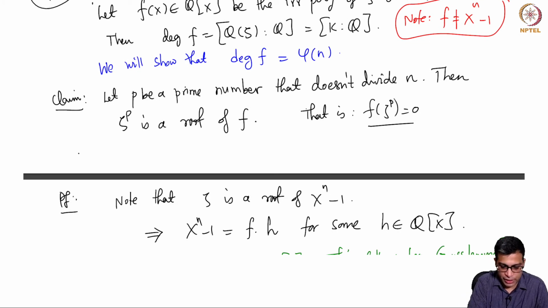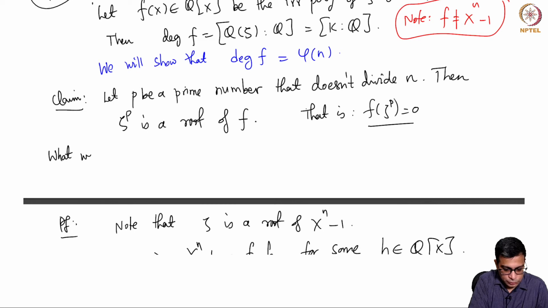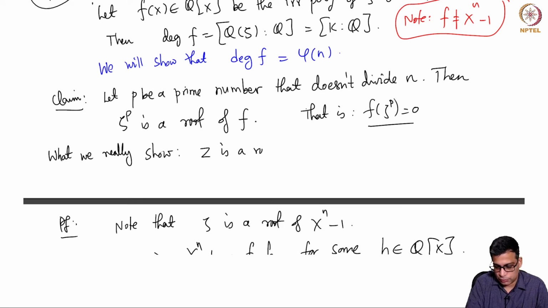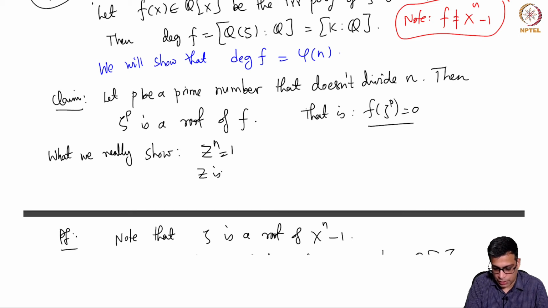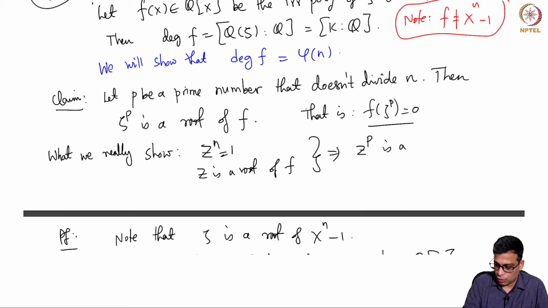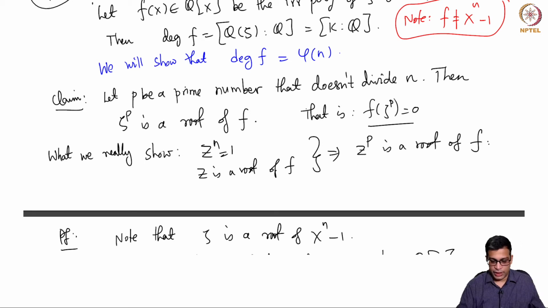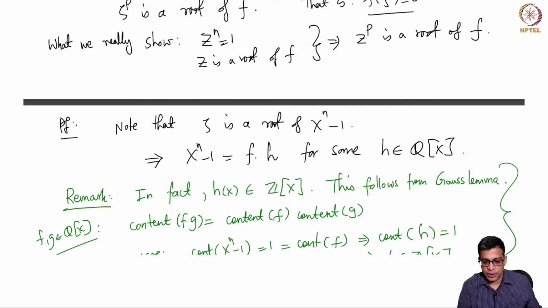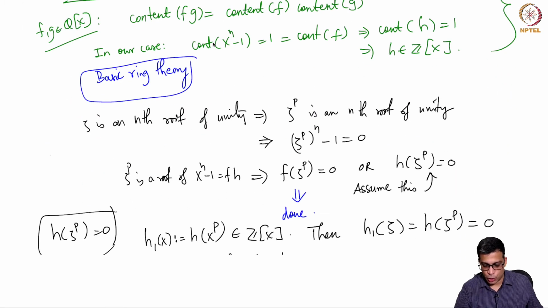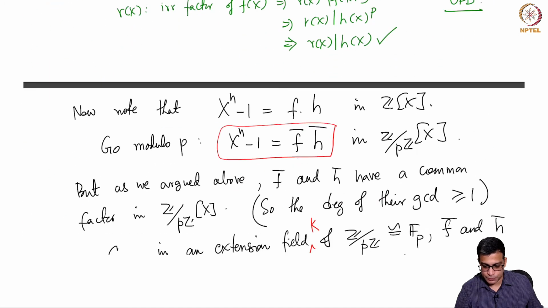So what we really show is that if any z is a root of f, z power n equal to 1 and z is a root of f, implies z power p is a root of f. That is exactly what we have shown, because zeta is a root of x power n minus 1 because z power n is 1, and then it is a root of f. So then the proof will go through.